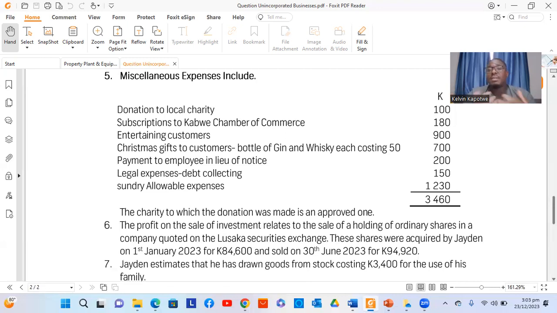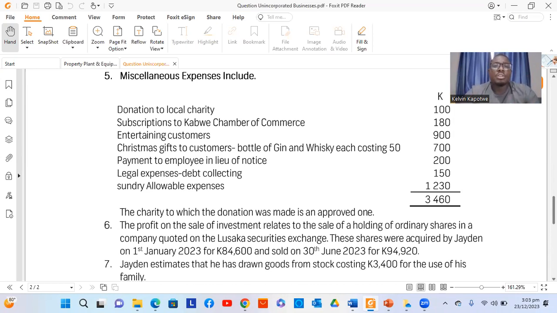The other requirement is that it should not exceed 100 kwacha to an individual, a customer or whoever person you are going to give that gift. So the cost should be within 100 kwacha per item, all right, per customer. So that is the requirement. Now, should we say this Christmas gift to customer, bottle of gin and whiskey, each costing 50 kwacha, qualifies as an allowable expense? The answer is no, it does not qualify as such. We are going to add back that 700. You're going to disallow. The reason is gin and whiskey does not bear a prominent advertising feature for Mr. Jaden Mapalo Kapot. As such, we are going to disallow it.